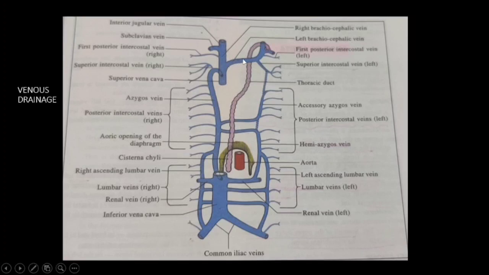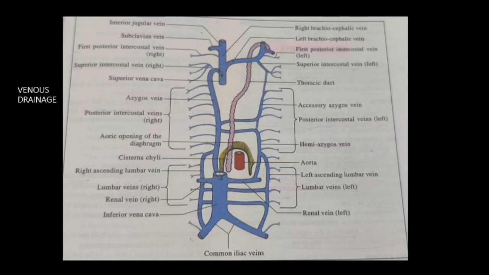Together they form the superior vena cava, and this is the azygous vein, or the arch of azygous vein, draining into the superior vena cava. This is the accessory azygous vein, and this is the hemiazygous vein that drains into the azygous vein. So the first posterior intercostal vein drains directly into the right brachiocephalic vein on the right side. Similarly, on the left side it drains into the left brachiocephalic vein.